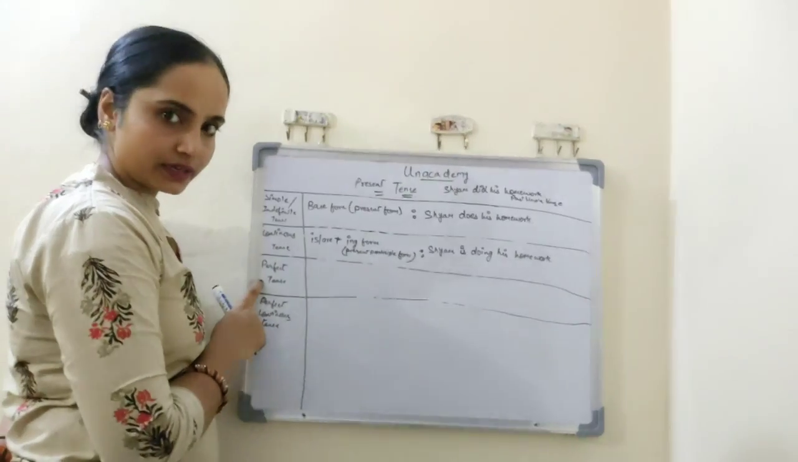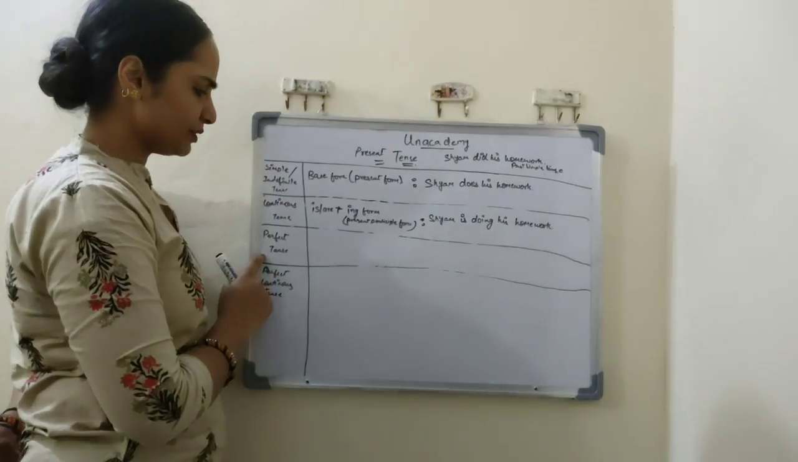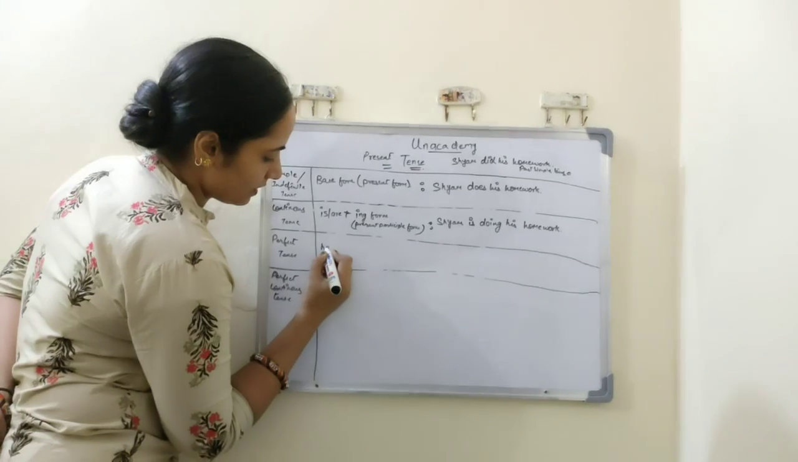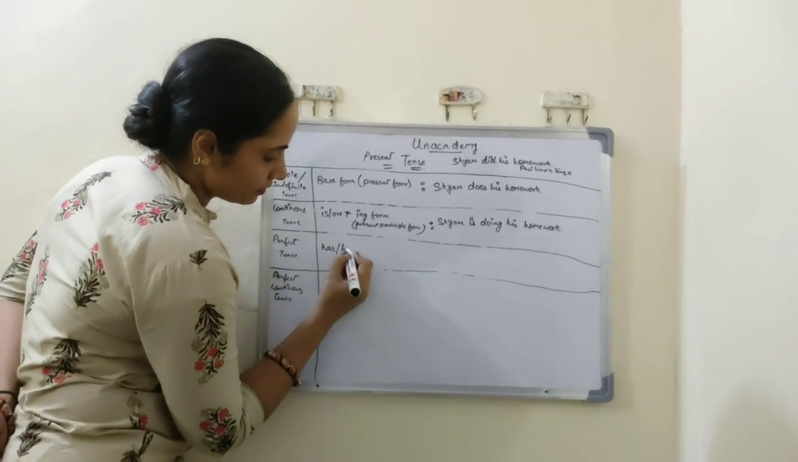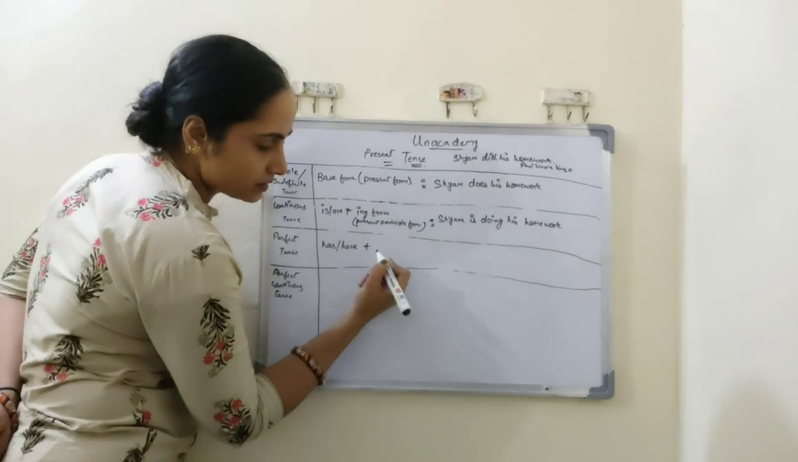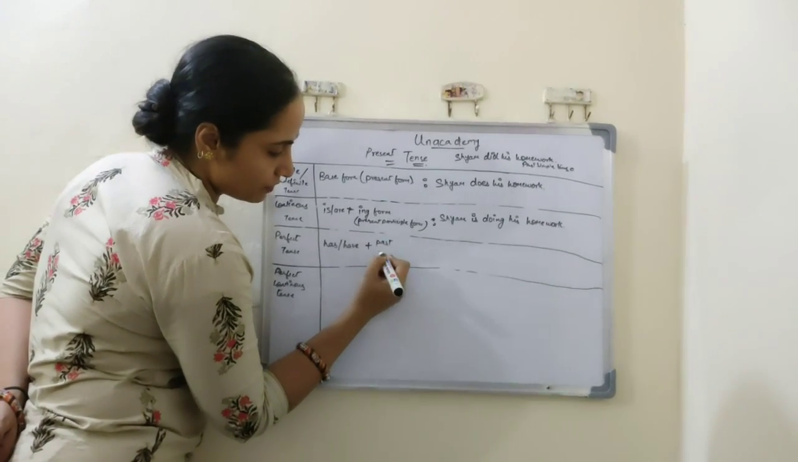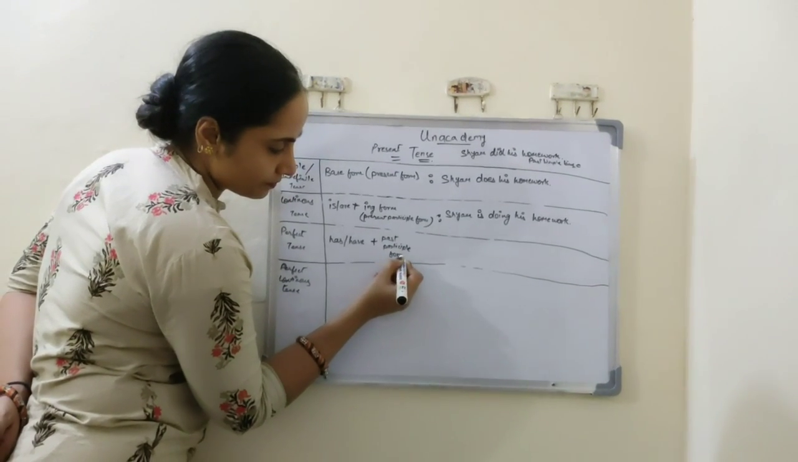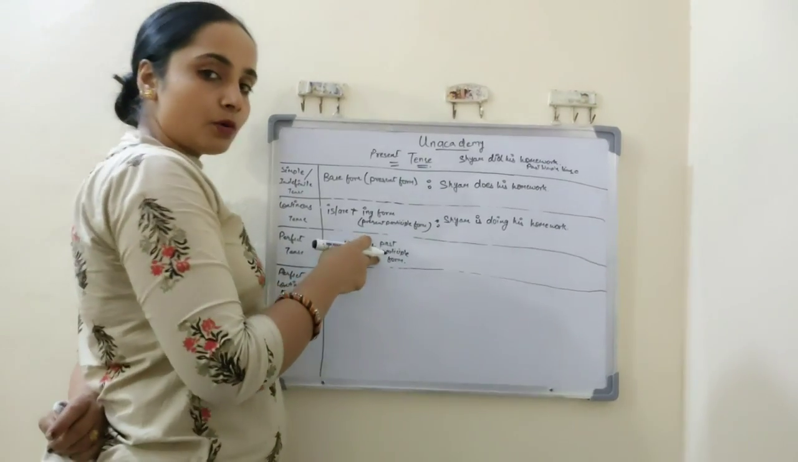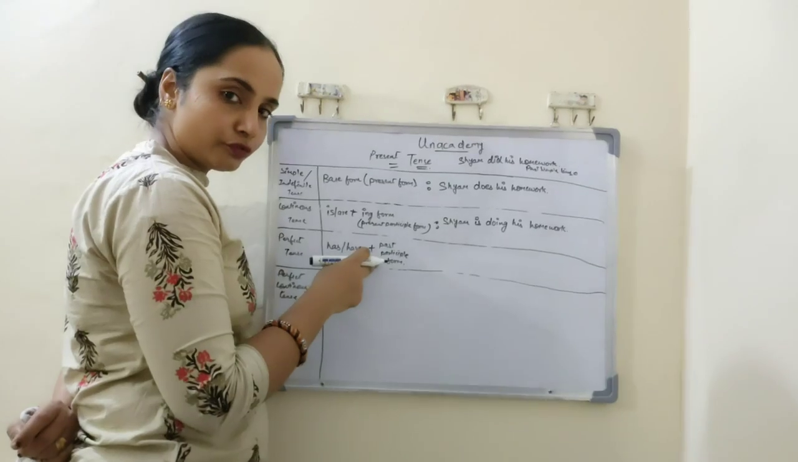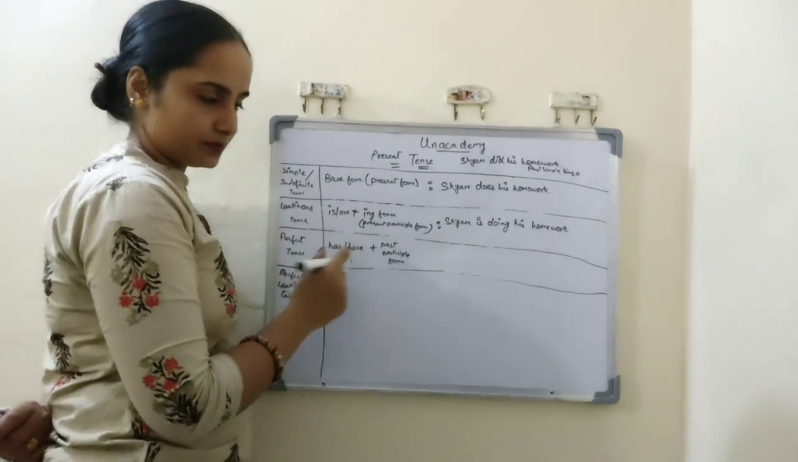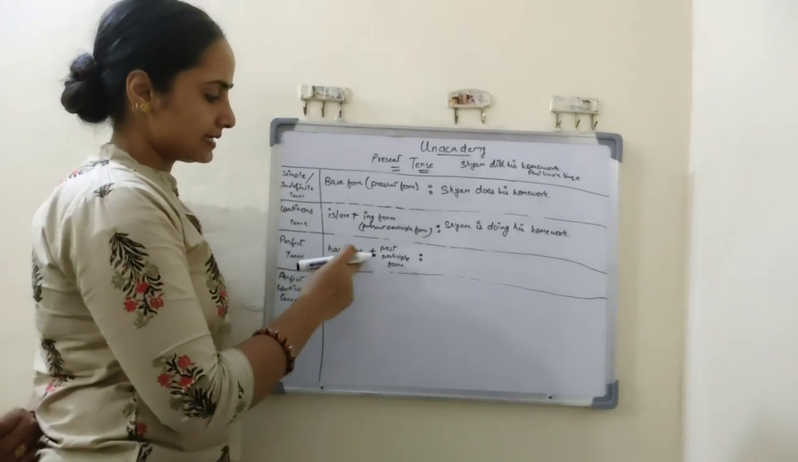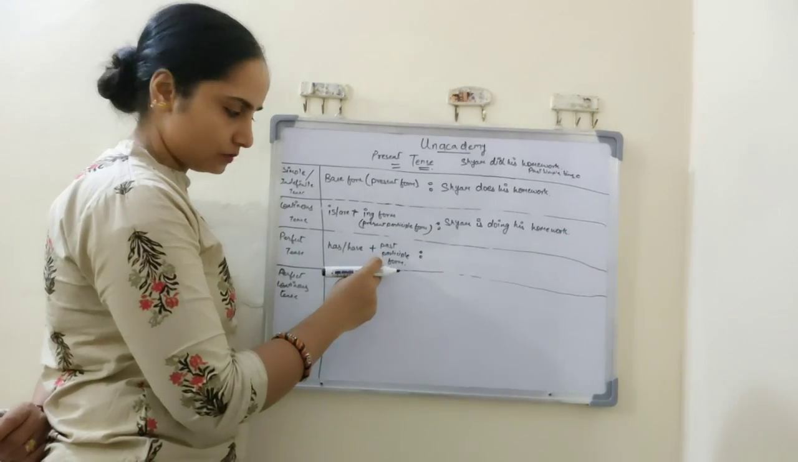Now, the perfect tense. In the present perfect tense, what will be there? It will be has or have plus the past participle form. Now, what is this form also called? It is also called the fourth form of the verb, the past participle form. Present perfect tense has, have plus the past participle form of the verb.